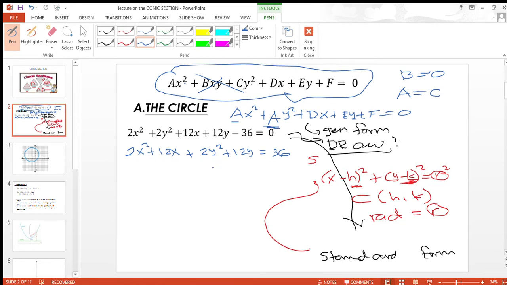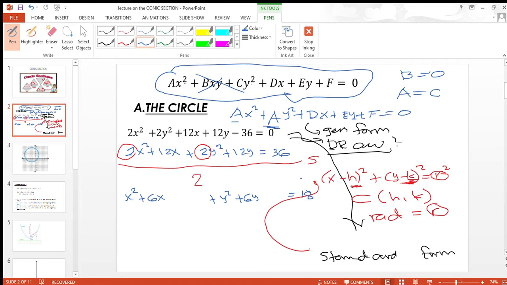Then after that, step two is to make the coefficient of x squared and y squared be equal to 1. Since they are always equal, we can make those coefficients equal to 1. How? By simply dividing both sides of the equation, in this case by 2. And if we now divide both sides of the equation by 2, we now have x squared plus 6x plus y squared plus 6y equals 36 divided by 2, which is equal to 18.